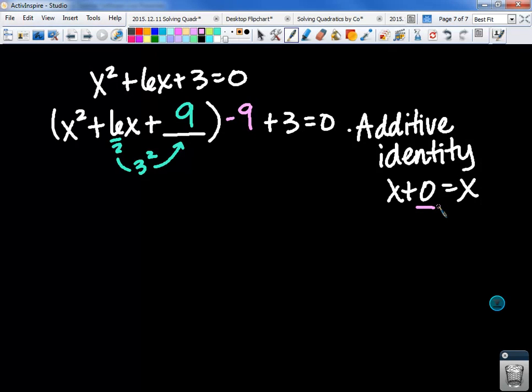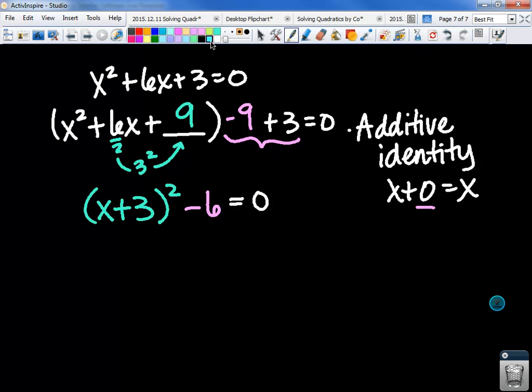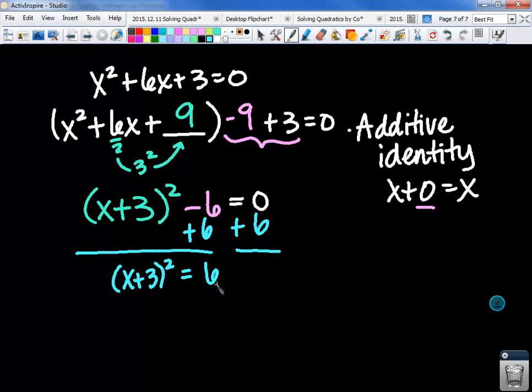I can rewrite the perfect square trinomial, x squared plus 6x plus 9, as x plus half of that b term, 3 squared. And then I have -9 plus 3, which is -6. And all of that equals 0. And now I go about solving. So I'm going to add 6 to both sides of the equation. That's going to leave me with x plus 3 squared equals 6.